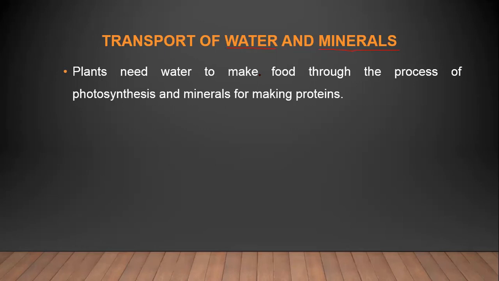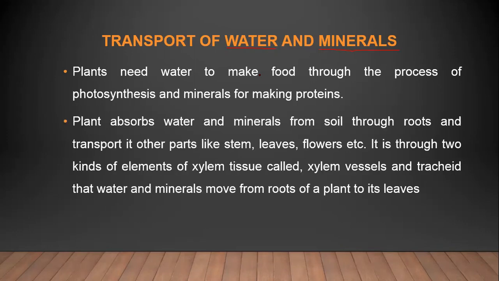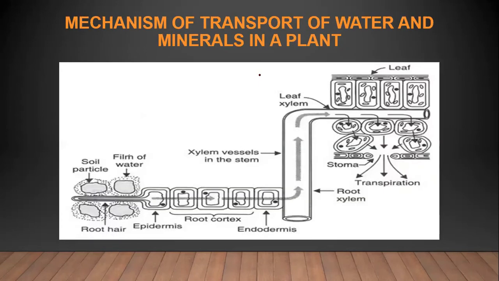That's why we are saying plants need water to make food through the process of what? Photosynthesis. And the mineral salts are used for making what? Proteins. All right, so plants absorb water and minerals from the soil through the roots and transport them to other parts like the stem, leaves, flowers, and this is done through the xylem tissue. All right, let's look at this diagrammatic representation.